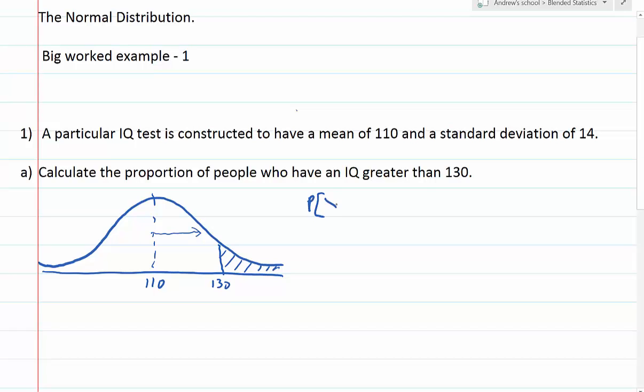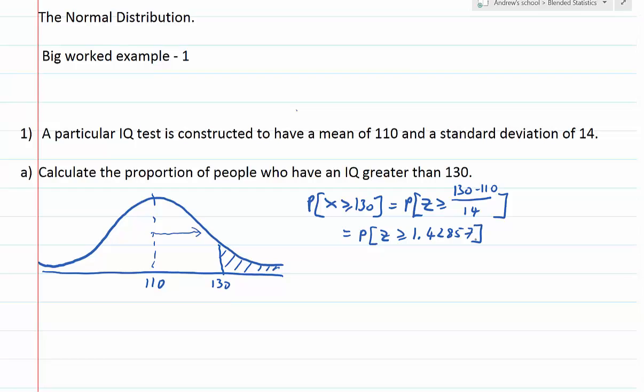So the probability that X is bigger than 130 is the same as the probability that Z is greater than value minus the mean over the standard deviation. 130 minus 110 over 14. This turns out to be the probability that Z is greater than 1.42857. We need to try to find the probabilities associated with this value, so we'll have a look at the Z tables.